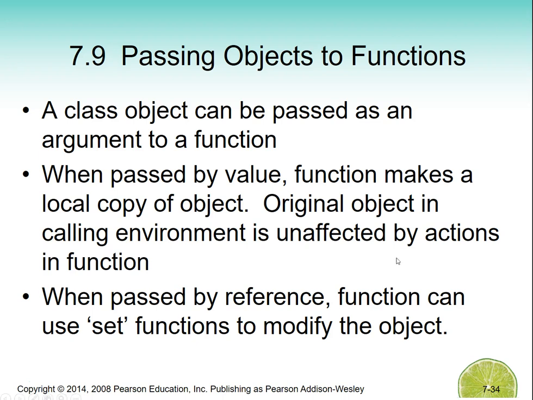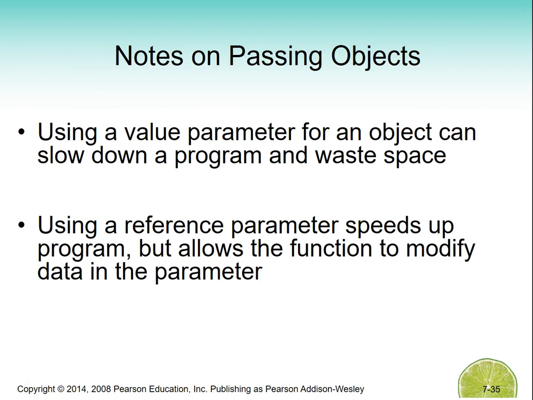When passed by value, the function makes a local copy of the object, and the original object in the calling environment is unaffected by actions in the function. When it is passed by reference, the function can use set functions to modify the object. Depending upon how you actually want the object to be used, you may want to pass by value or pass by reference. Using a value parameter for an object can slow down a program and waste space, so it is probably not done that frequently.